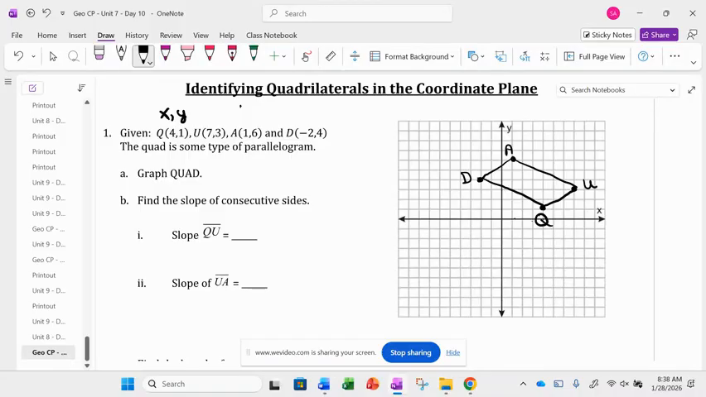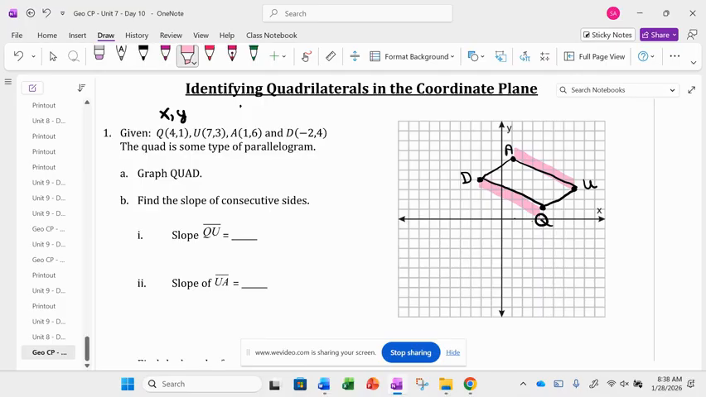So the first thing it wants us to do is find the slope of the consecutive sides. Consecutive means the sides that follow each other. So are QD and AU considered consecutive? If I say QD and UA, are those consecutive? No. What's the relationship between those? What's the word to describe them? They look like they're parallel, but we don't know if they're parallel. They're not consecutive. They're what from each other? Opposite. Aren't those sides opposite of each other?